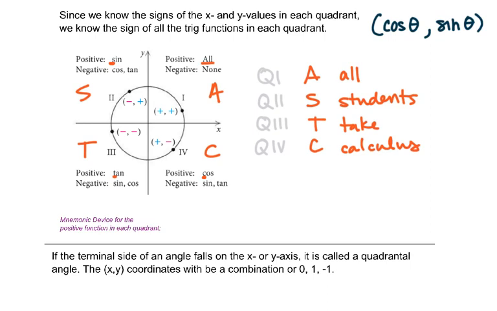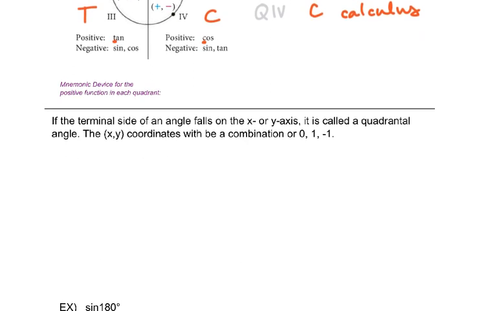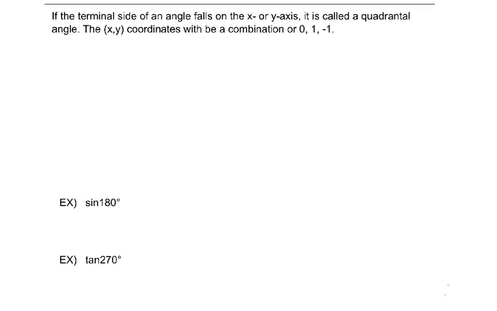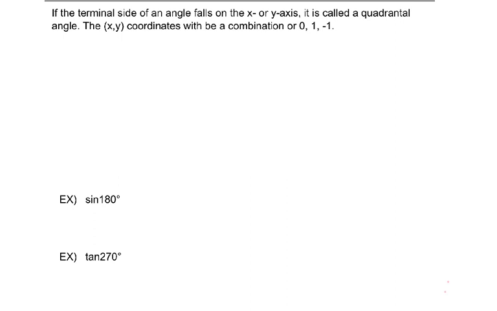So again, right now, we're learning all these little bits and pieces so that we can pull them together and synthesize them to use for our unit circle logic. So here we have a problem. If the terminal side of an angle falls on the x or y axis, it is called a quadrantal angle. And so those xy coordinates are always going to end up being a combination of 0 or -1.